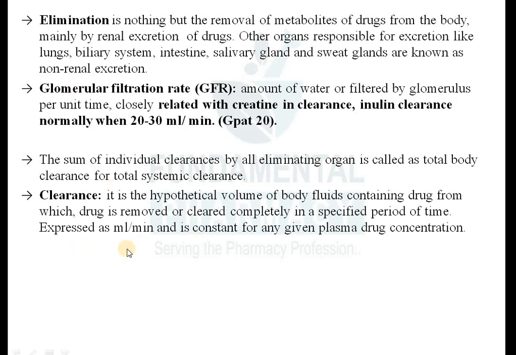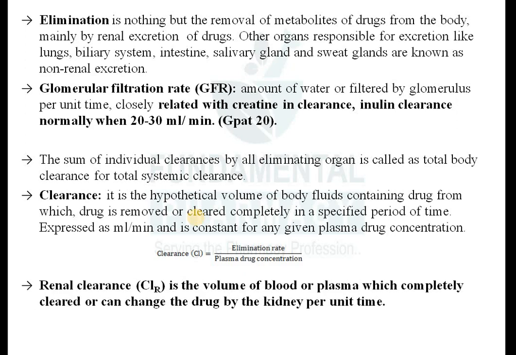For example, phenytoin has a clearance of 1.5 ml per minute, and it is constant for any given drug. Every drug has its own clearance constant. So every drug leaves the body at that clearance. How is clearance calculated? Clearance is equal to elimination rate divided by plasma drug concentration.